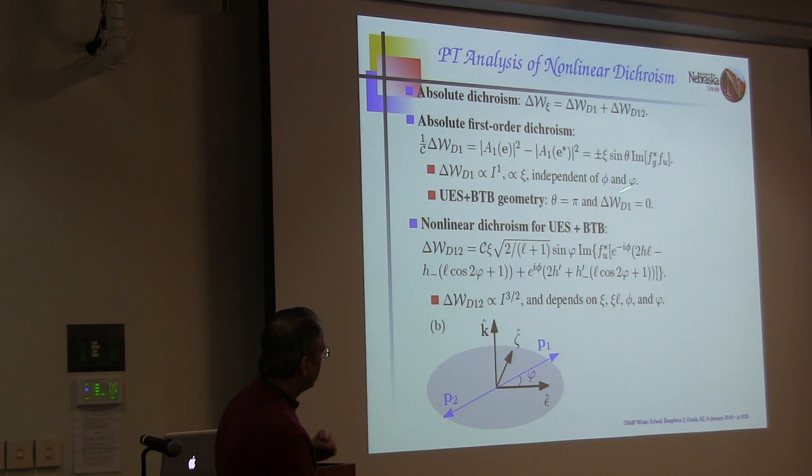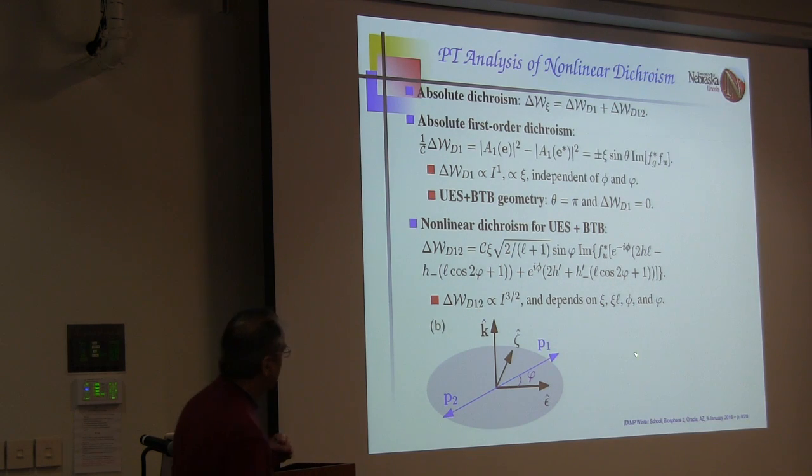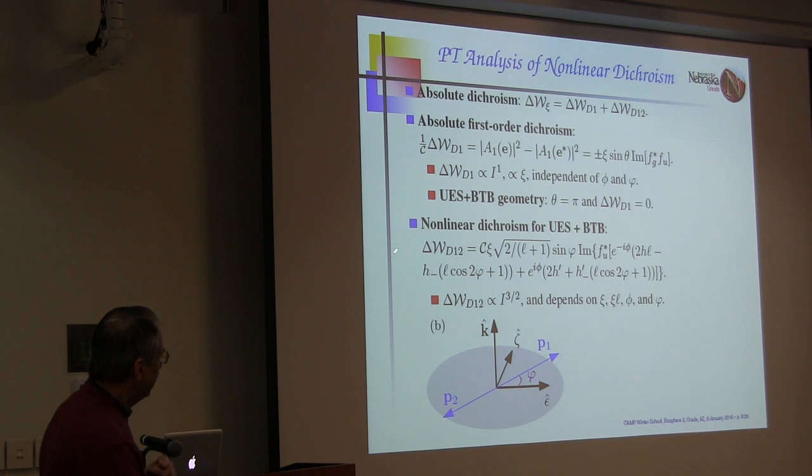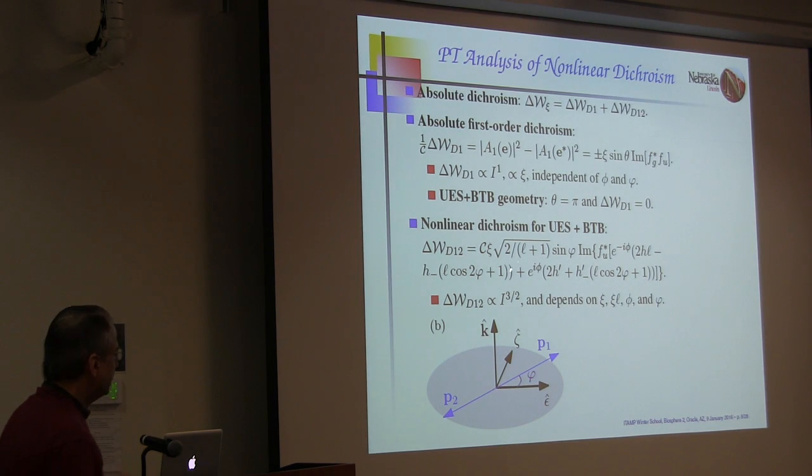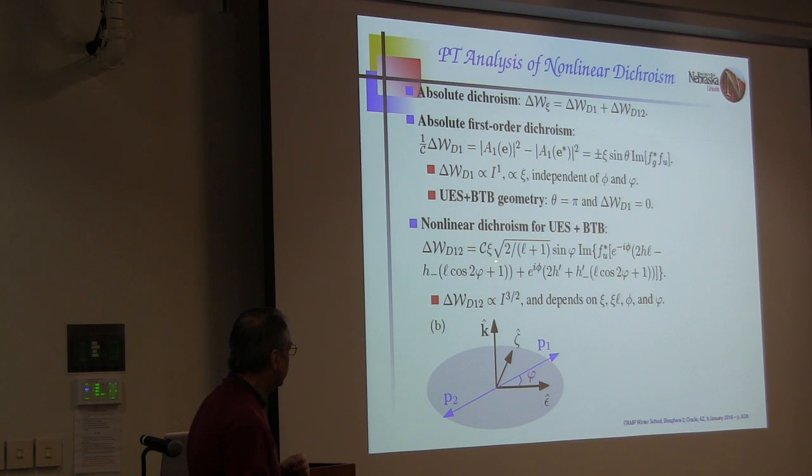And we are studying directly this new nonlinear dichroic term. The parameterization for the nonlinear dichroic term is this complicated two-line expression. Let me just indicate the features here. C is proportional to the probability that depends only on energy.